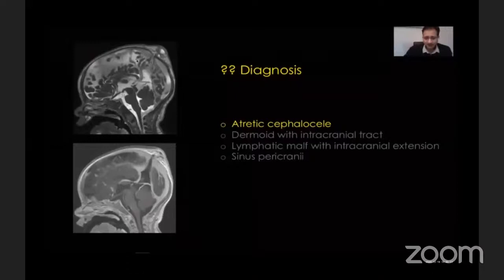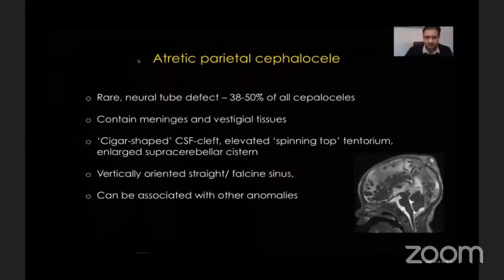So atretic parietal cephalocele is a rare kind of neural tube defect, although it accounts for about 38 to 50% of all cephaloceles. The subcutaneous lesion or the subcutaneous mass contains meninges and vestigial tissues, sometimes neural and glial tissues, but there is no frank herniation of brain parenchyma.